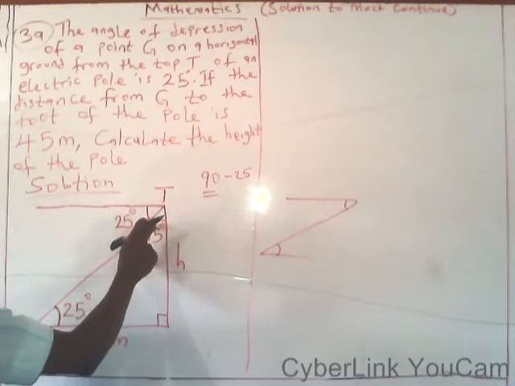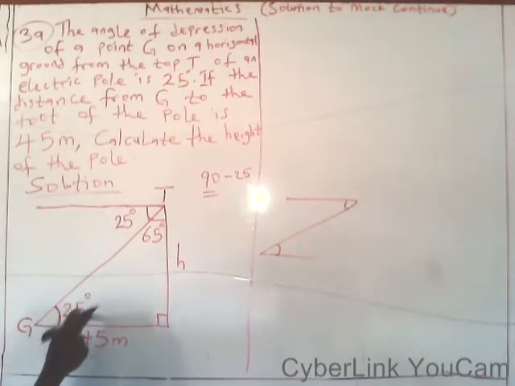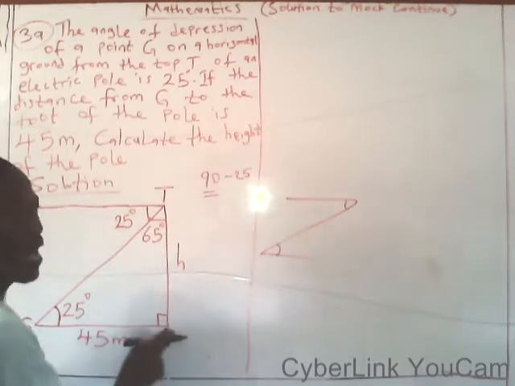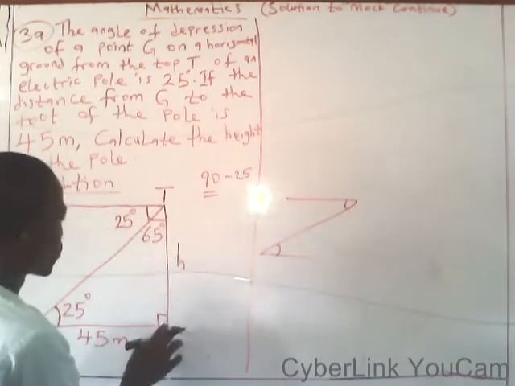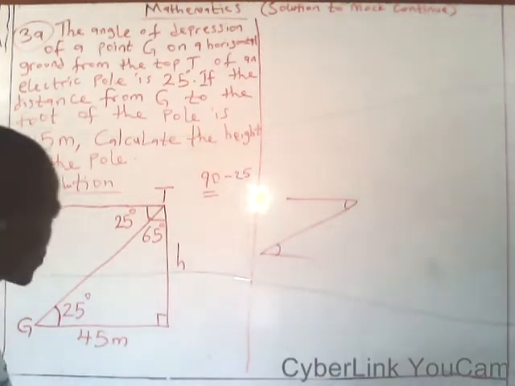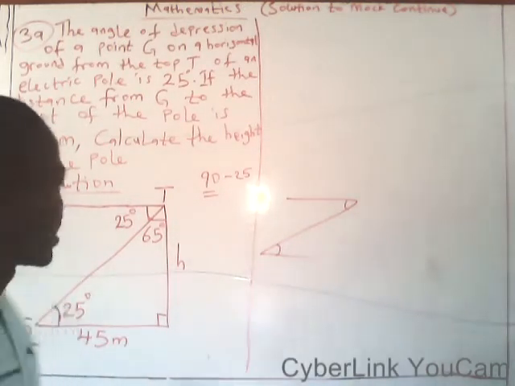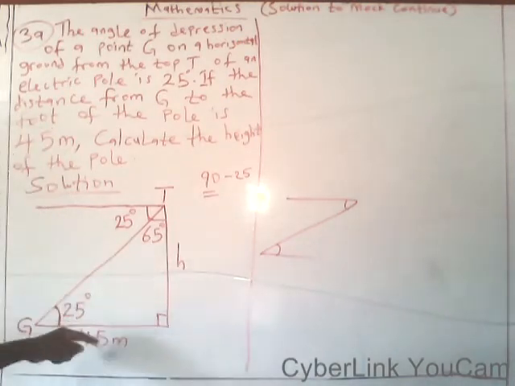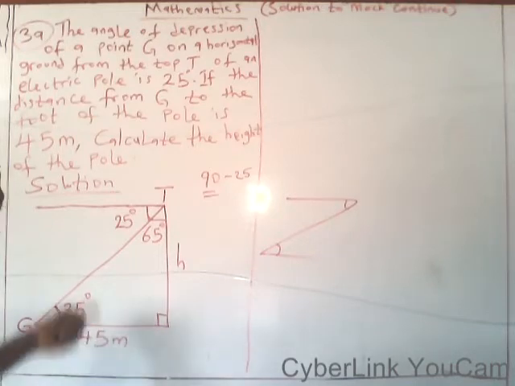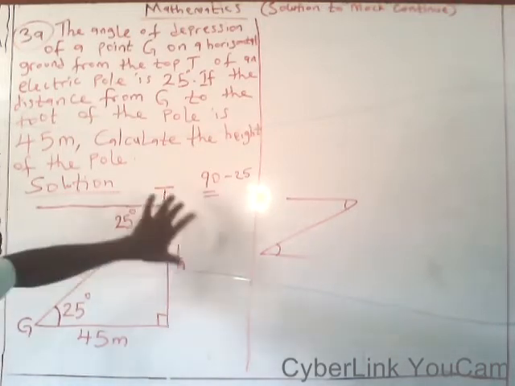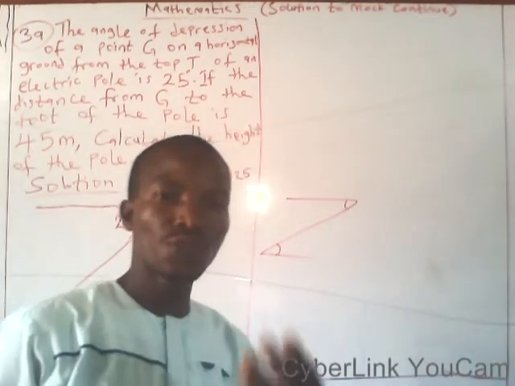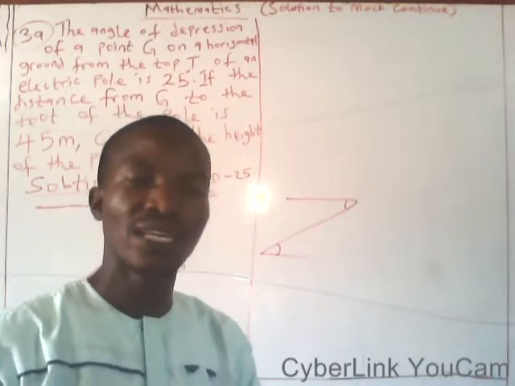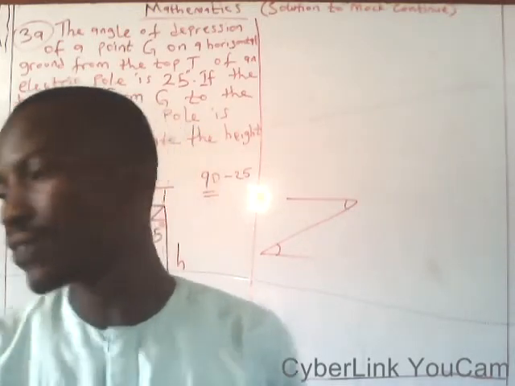You can make use of this angle, likewise you can make use of this angle, to determine the height of this right angle triangle. Now, either of the two, whether you use 65 degrees and 45 meters, or you decide to use 25 degrees and 45 meters, match either of the two together to determine your H. You are still going to arrive at the same answer. If you use 25, you are going to arrive at the same answer as when you use 65 degrees.